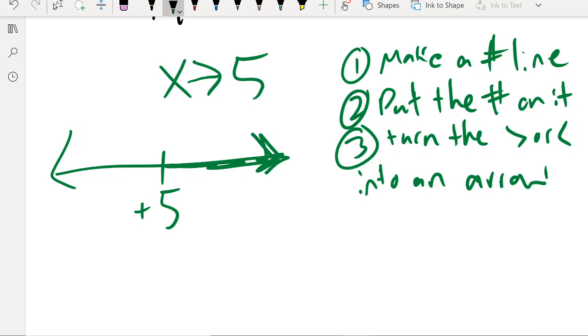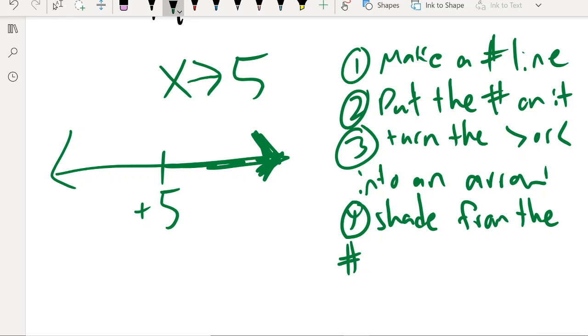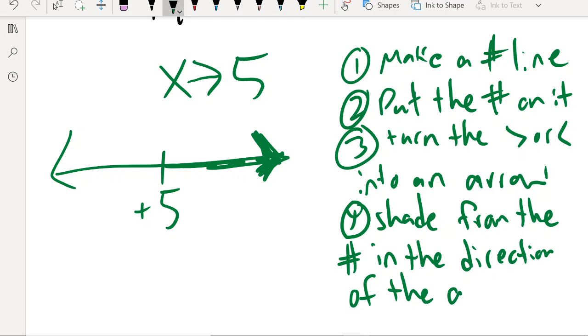Boom. So now I shade from the number in the direction of the arrow. In the direction of the arrow. All right, that's it.